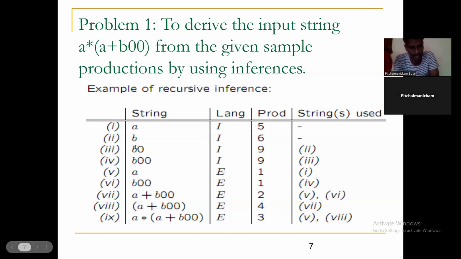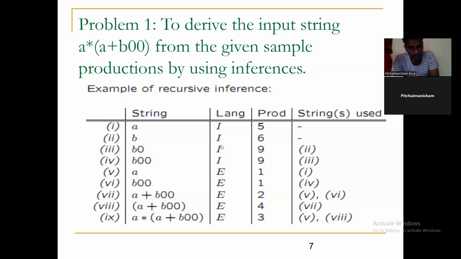And again the B can be replaced with I0. That is, I am using the ninth production. I am just replacing B0. And again B can be replaced with again B0. That is equal to I. That is the ninth production. So all are in identifier. Here I is an identifier.